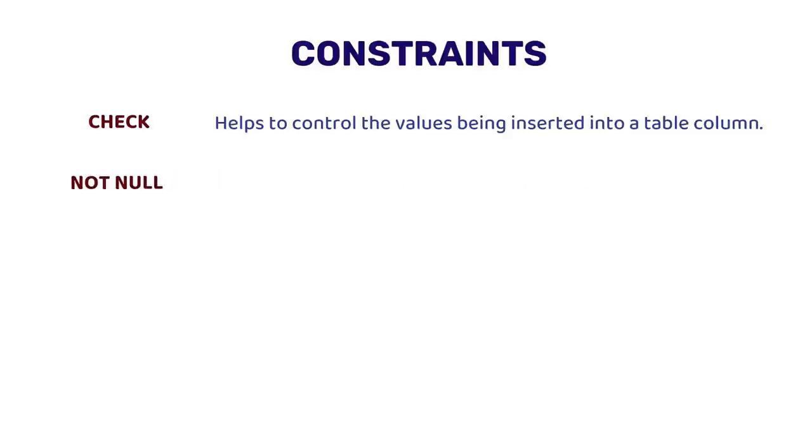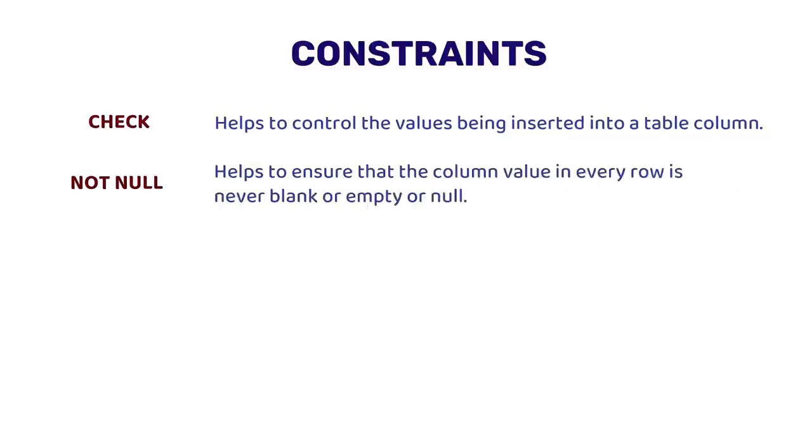Check constraint. Check constraint allows you to control the values that can be inserted into a column. Let's say if you have a column age and you want to make sure that only positive values are being inserted into this column, then you can use a check constraint on this column to apply this rule. So if anyone tries to insert a negative value in this column, then RDBMS will throw an error. Not null constraint. By applying not null constraint on a column, you make sure that this column will never have null or empty values.